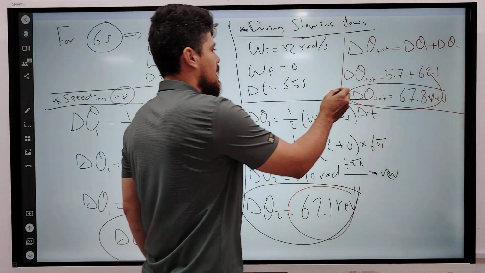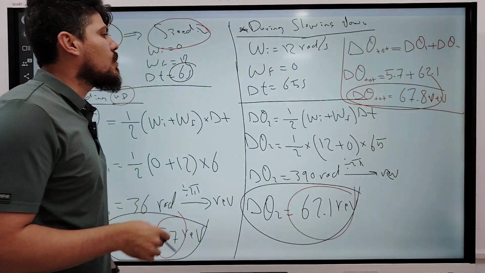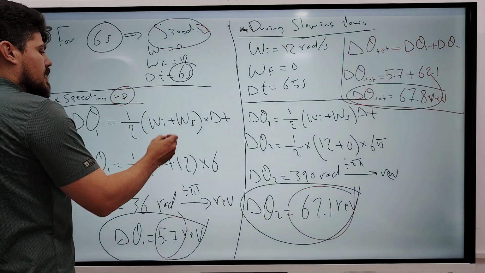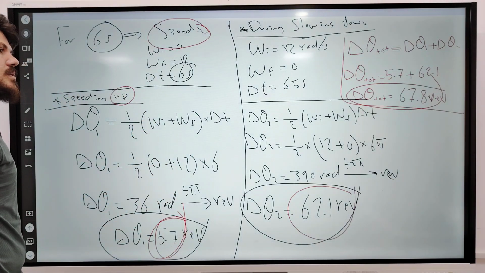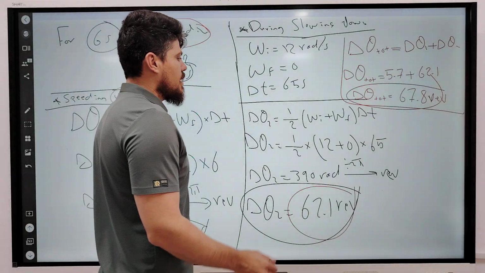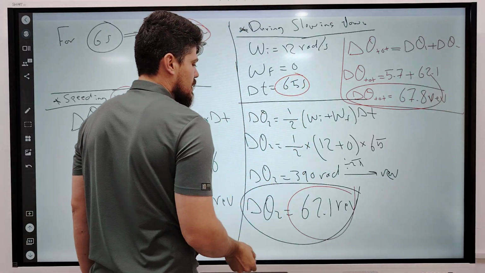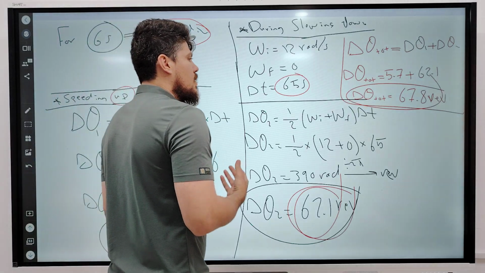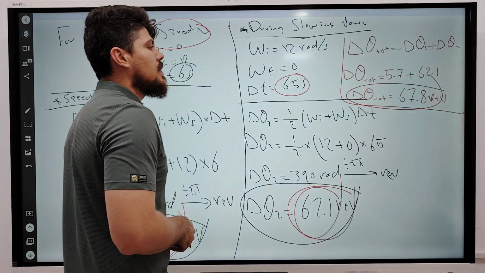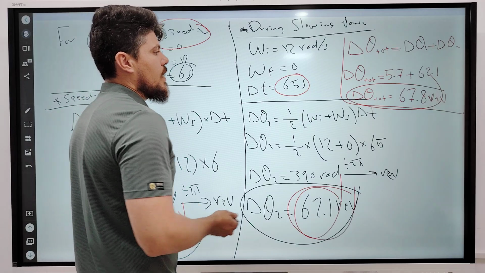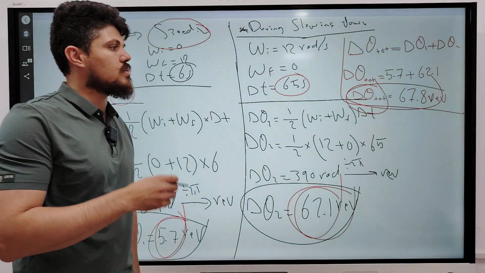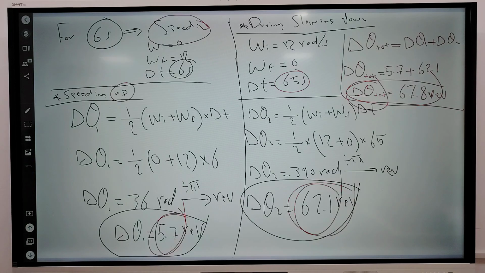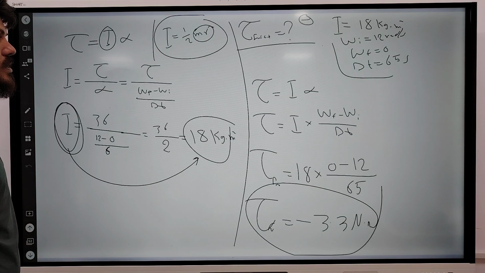If you see this question in the exam, but if the question says how many revolutions does the wheel make during the 6 seconds, this number is correct. How many revolutions does the wheel make during the 65 seconds, which was slowing down? 62.1 is correct. But if the question says how many revolutions does the wheel make in the entire 71 seconds, we have to find the theta total, which is equal to 67.8 revolution. I hope you understood this question very well, because it is a very good question.